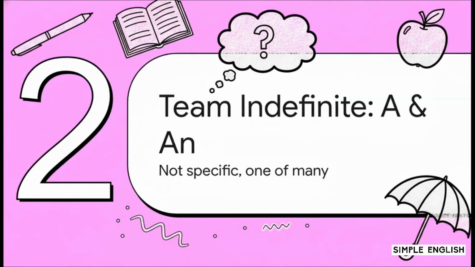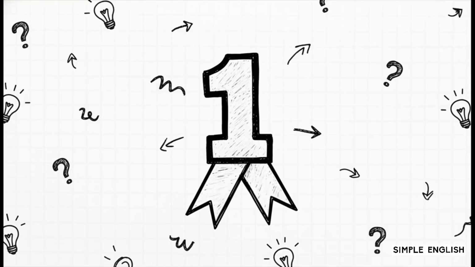Let's start with team indefinite, a and an. You use these when you're talking about something for the very first time, or when it's just one of many options. The key word here is not specific. If I say, I need a pen, it means any pen will do just fine. Now, for the big question, how do you choose between a and an? Well, there is one single rule that clears up almost all the confusion. And trust me, it's way simpler than you probably think.